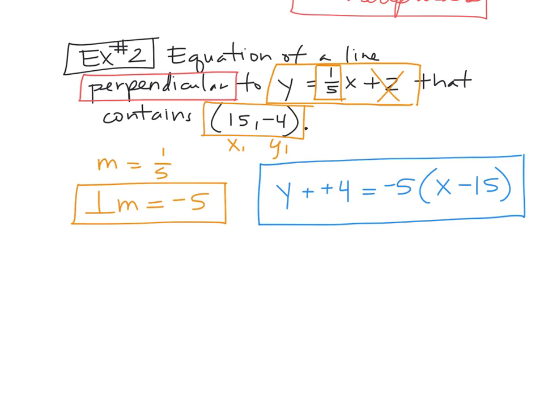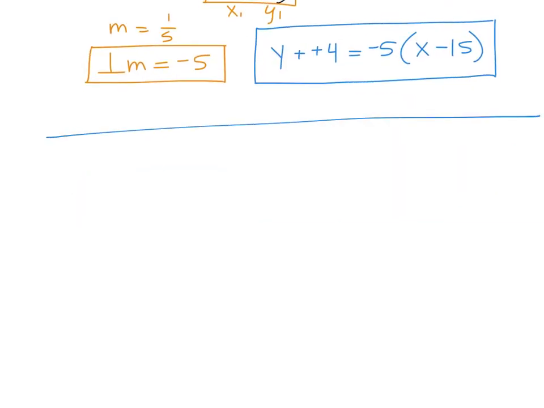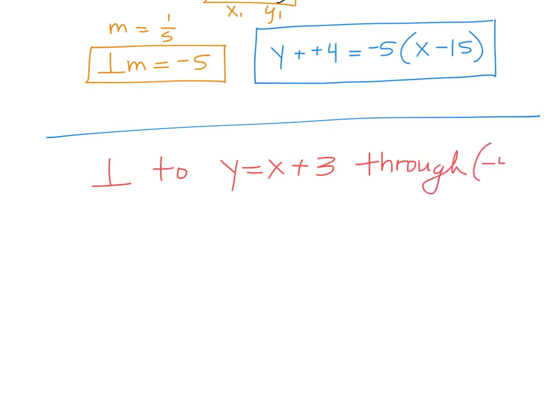Questions on that? All right, one more. Same idea. I just want to make sure you see it one more time. Let's say we want to go perpendicular to y equals x plus 3 through the point -4, -1.